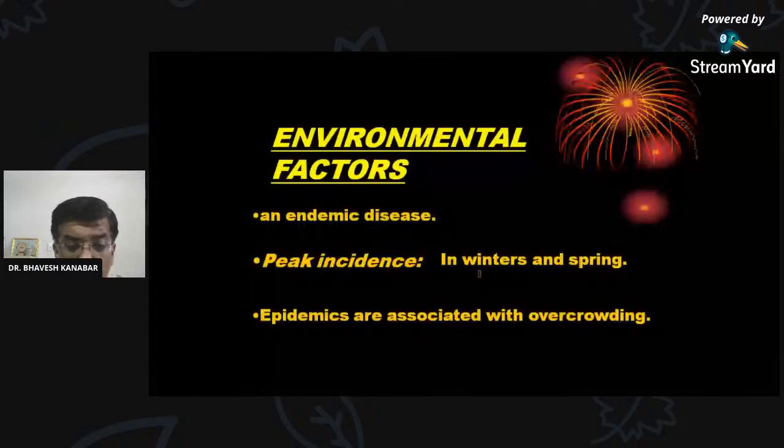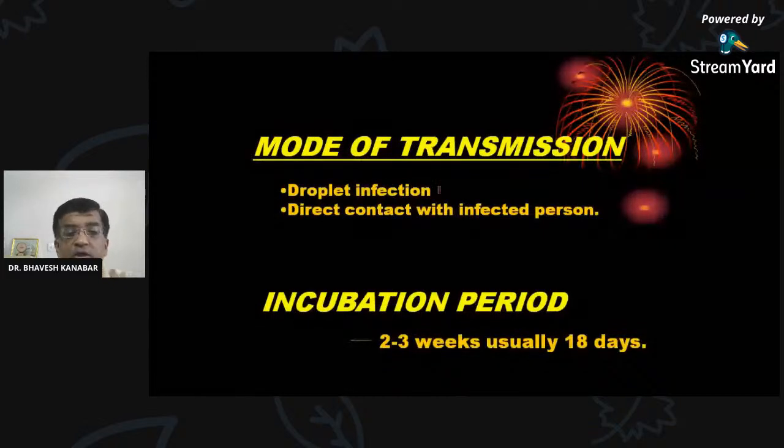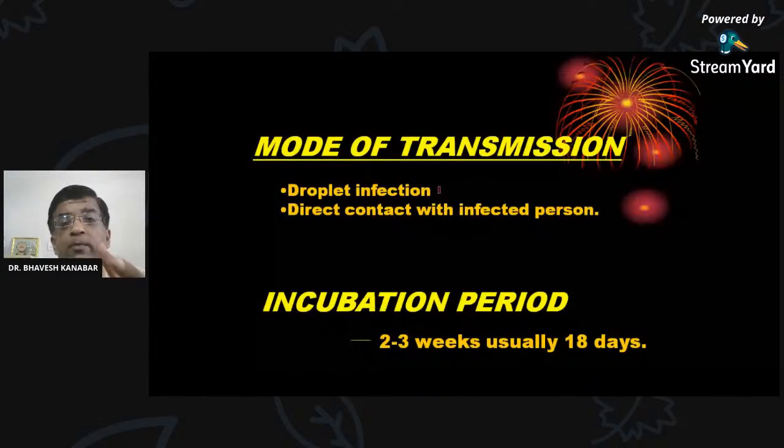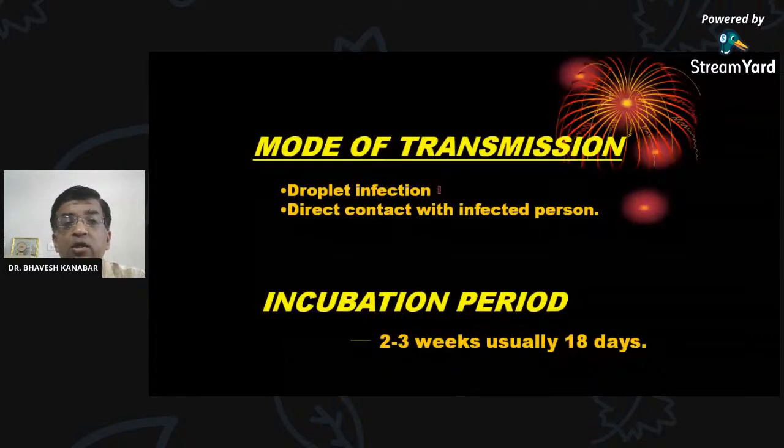Epidemics are associated with overcrowding. If there is an overcrowding condition, epidemic occurs. So in countries with overcrowding, there is more chance of epidemic of any viral disease. Mode of transmission is droplet infection. Droplet means if any child is suffering from mumps, the child coughs or sneezes, and whatever particles come out through the sneezing or coughing are called droplets. If they come in contact with another child, they transmit infection.